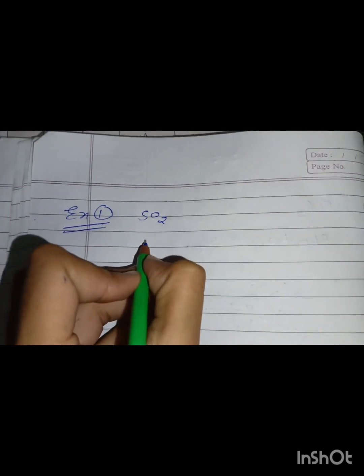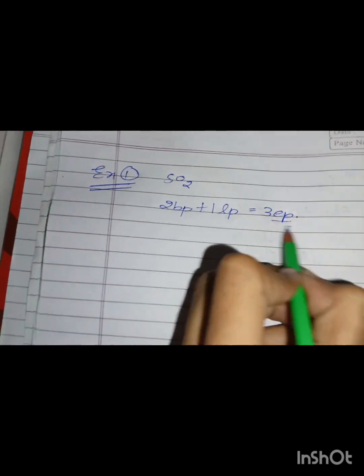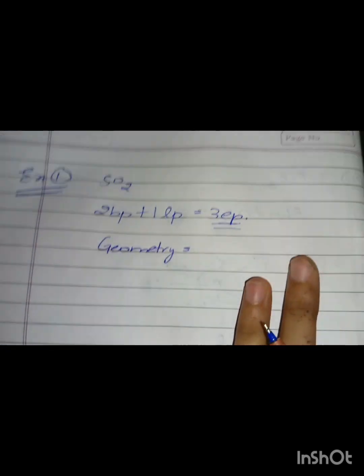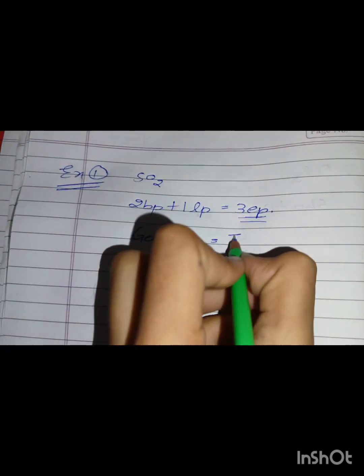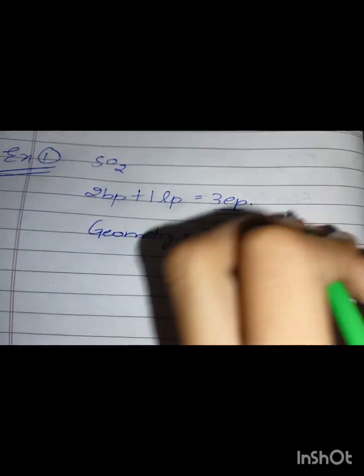So we are taking SO2, right? There are 2 bond pair and 1 lone pair, right? Then it will be 3 electron pairs. So for 3 electron pairs, the geometry remains the same. You have to remember that for 3 electron pairs, the geometry is trigonal planar.